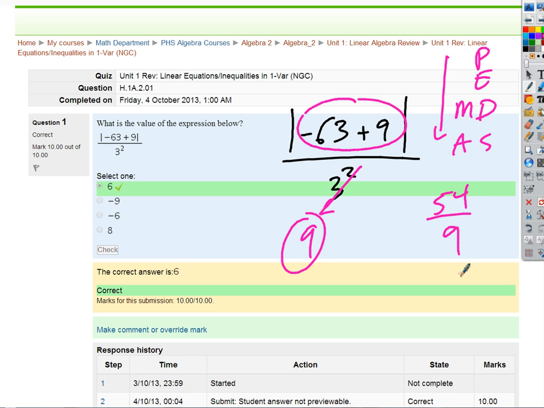easier. But I have to simplify the top first. I don't have a choice about that. PEMDAS. I have to simplify the top. I have to get a number on the top before I can divide by 9. Right? Is that what you're pointing out? Yeah, but on this one, you could have just straight up divided by 9 because 9 goes into 9 1 times.